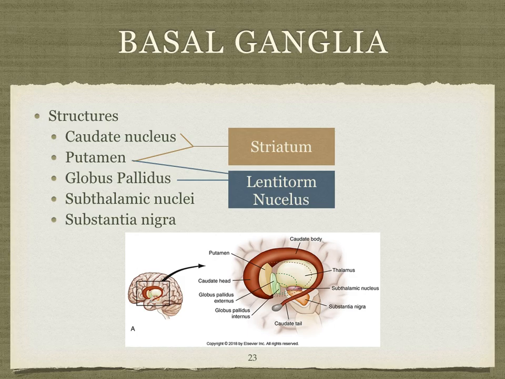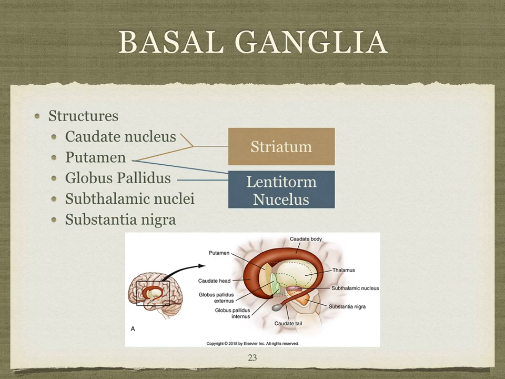Now the caudate is going to be this C-shaped, as we can kind of see with that head, that body, and the tail. And our subthalamic nucleus, I've already mentioned, is in the diencephalon. But the biggest outputs of the basal ganglia are going to be the globus pallidus.